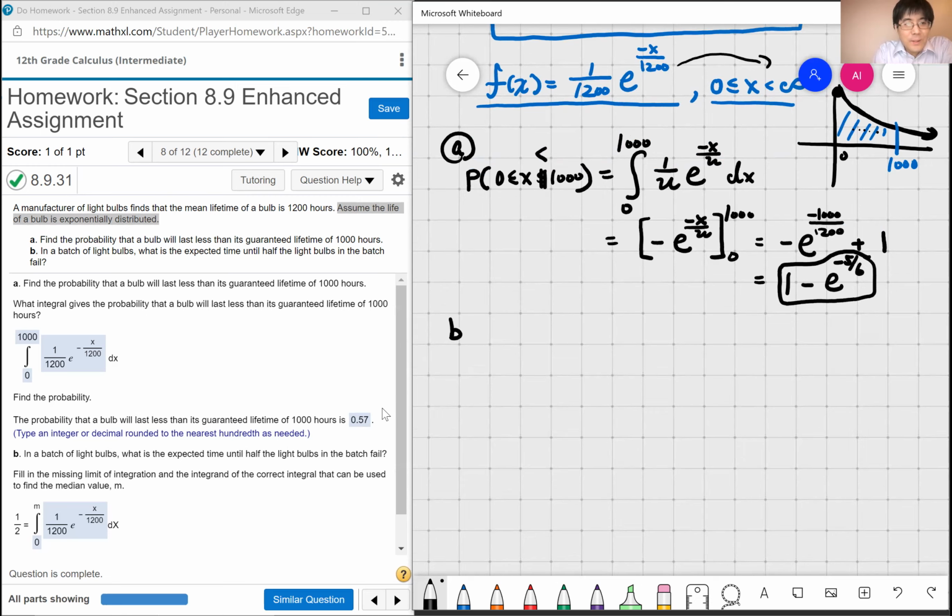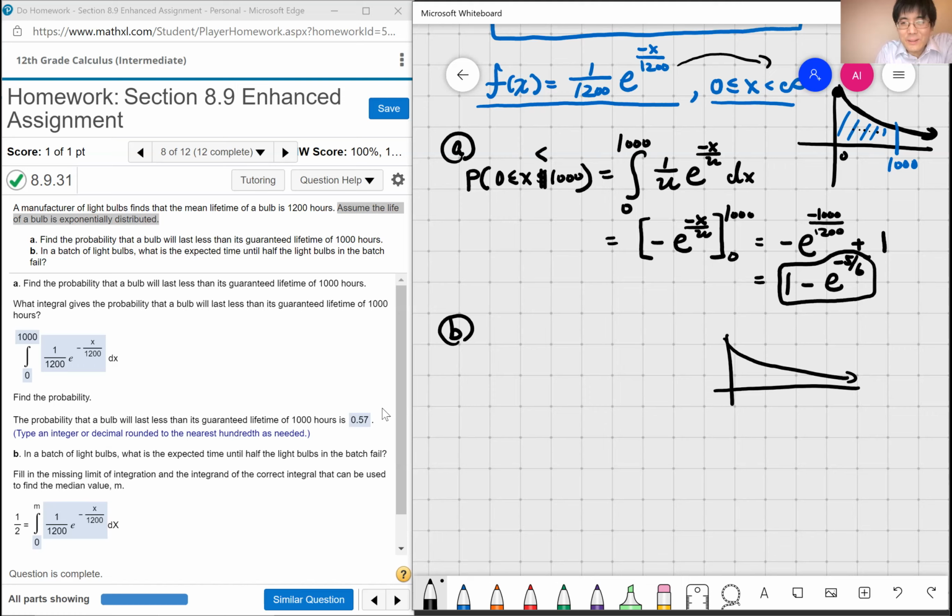Now, part B. In a batch of light bulbs, what is the expected time until half the light bulbs in the batch fail? So we want to find basically a median. We need to find the median, because half of them will be turned off at the median.